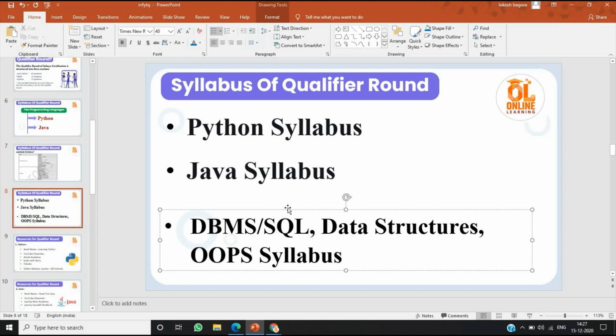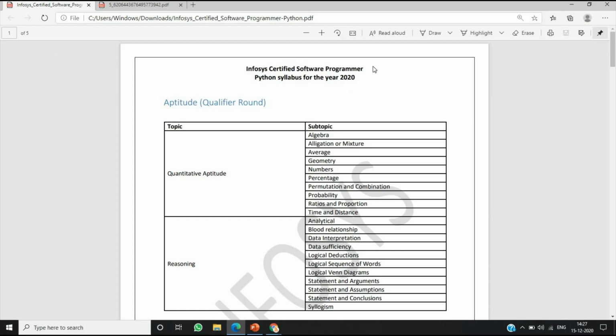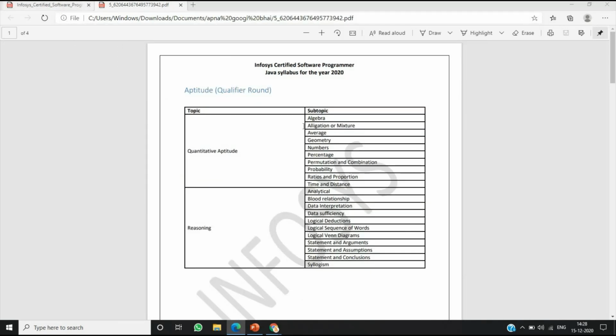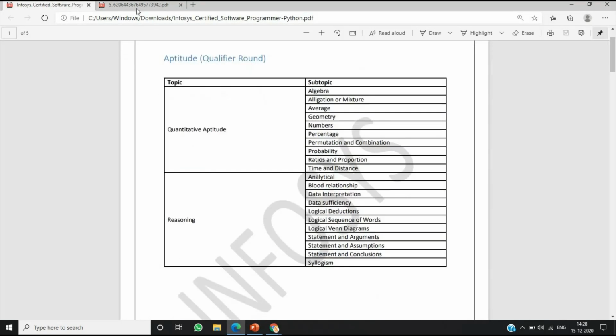Meaning these are the questions: basically data structure, OOPS, DBMS, SQL, they also ask questions. As you can see, this PDF is the Infosys official syllabus PDF for the Python programming language and for the Java programming language. For both, the aptitude section is the same, meaning the aptitude syllabus is the same.